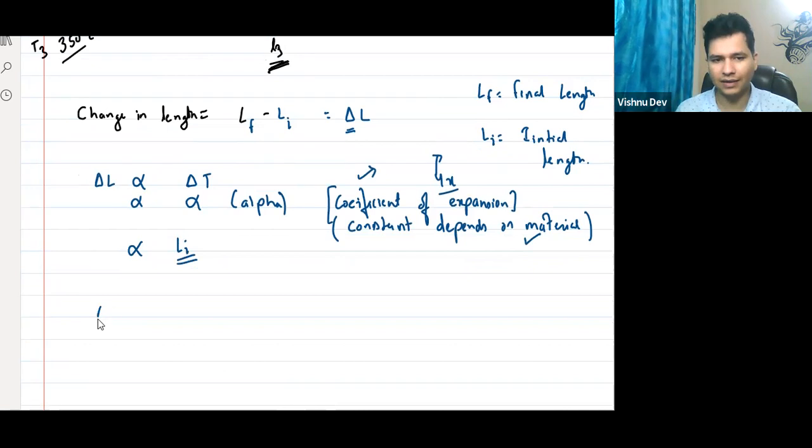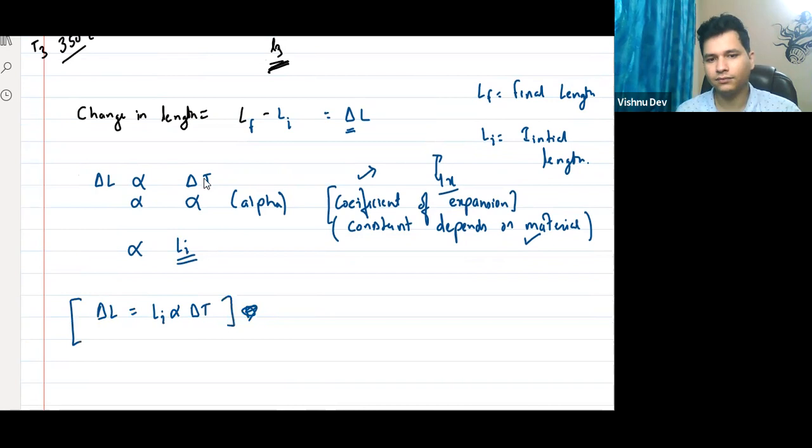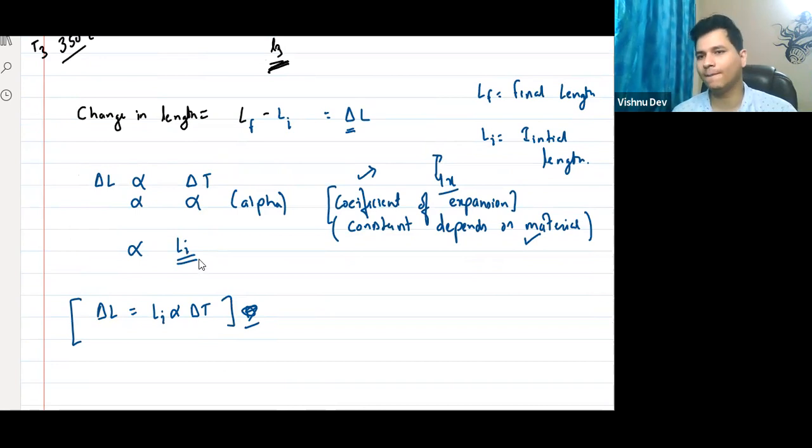So I can write delta L. If you write all the things, it will become L initial into alpha delta T. Yes or no? Right? Because it depends on delta T, the change in temperature, it depends on alpha, it depends on L1. Okay. Anyone have any doubt till this point? Raise your hand.